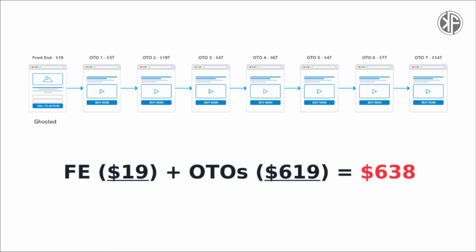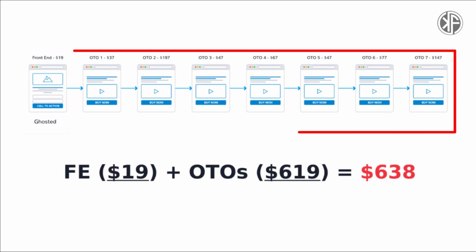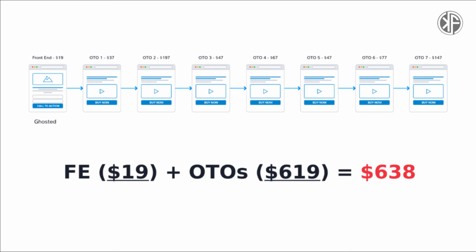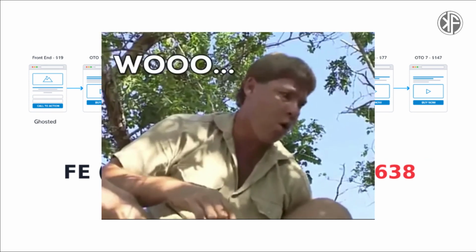So let's talk about the funnel for Ghosted. The front end product is $19 and there are 7 OTOs. I repeat, there are 7 OTOs or upsells. Now the OTOs in total will cost you $619. If you were to purchase this entire funnel plus the front end, that would cost you a whopping $638. So that's a lot of money.